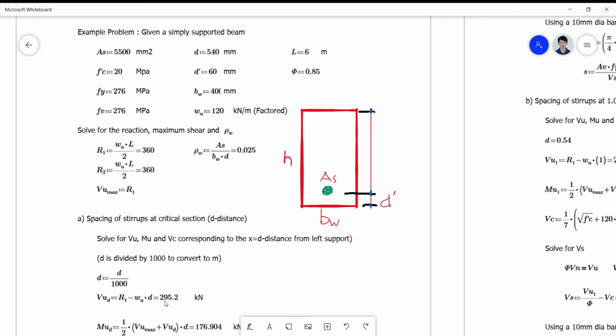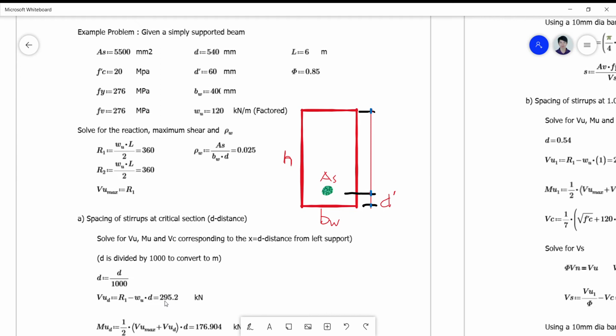Okay, guys, good morning. So here's a solution of the previous example I gave you last time, but we actually did not proceed with the computation for the requirement on letter C, D, E, and F. So today I will be giving you a complete solution of the example problem.